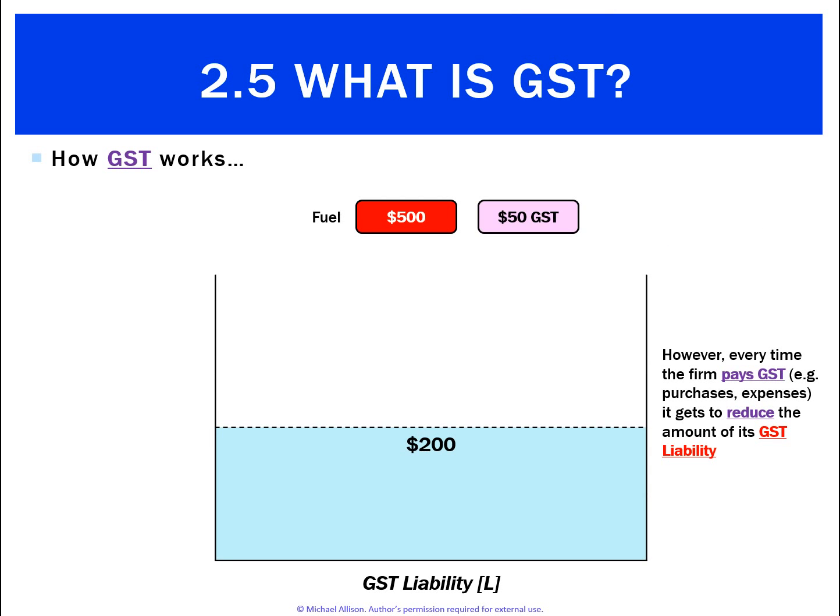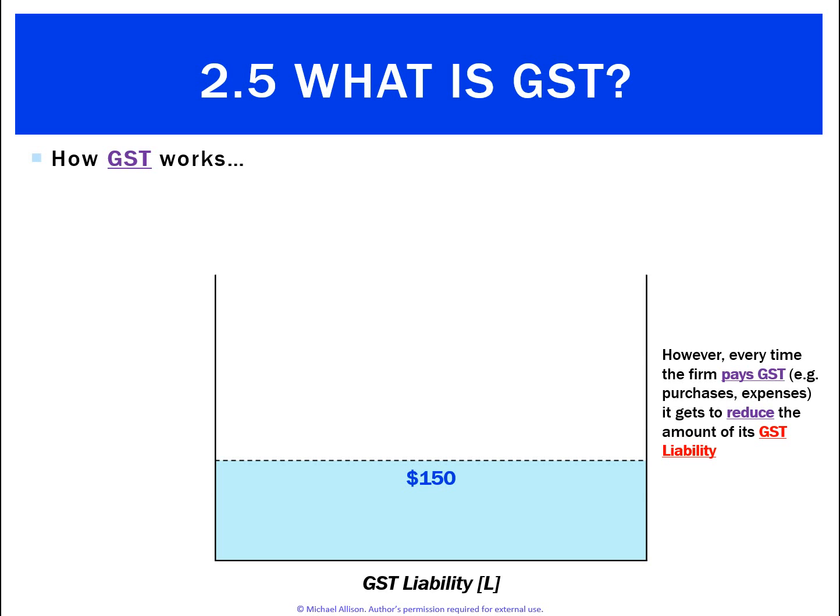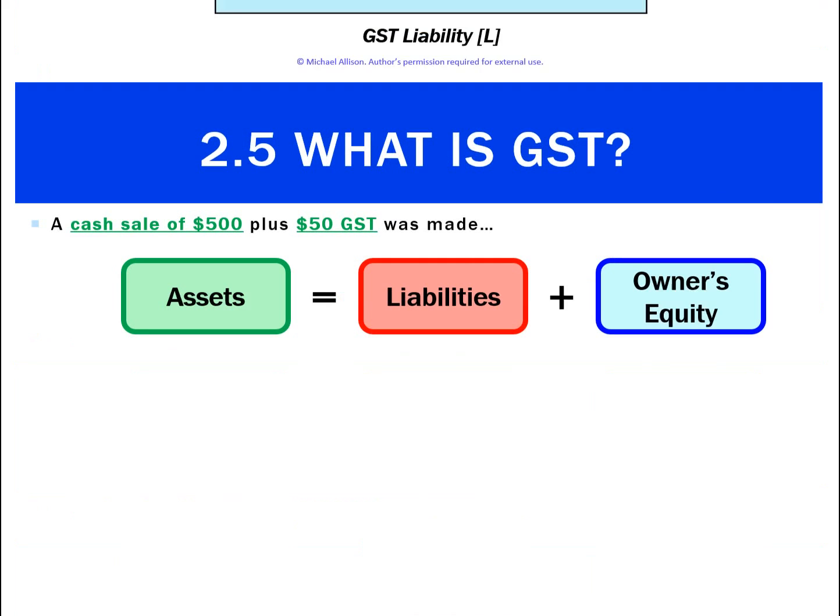Then we pay fuel of $500 plus $50 GST. The $500 of fuel is an expense, and the $50 of GST is going to offset what we owe. So looking at the $50, we owe the government $200 based on our previous transactions. Because we've already paid that $50, we can now lower the amount we owe the government to $150.